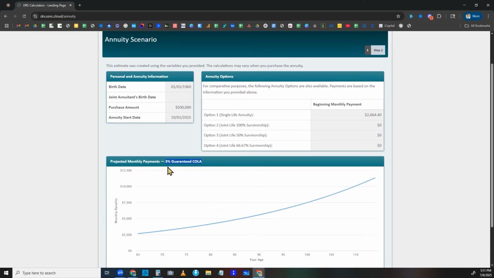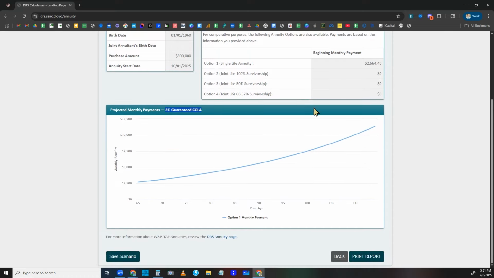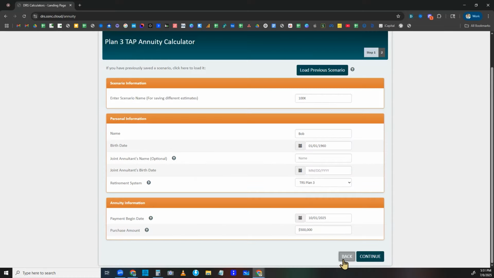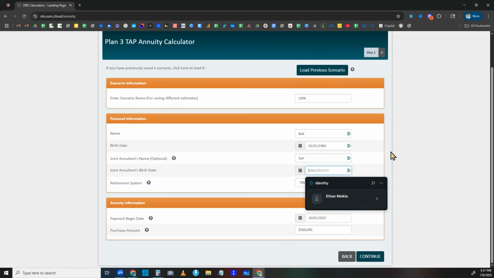So if you're considering doing an annuity for income purposes, and you're eligible for TAP annuity, this one's a really great option to choose from. Now, this is all single filers, so let's go back and I'll show you what happens when you have a spouse on here. Now, the spousal benefit is going to depend on your age gap.